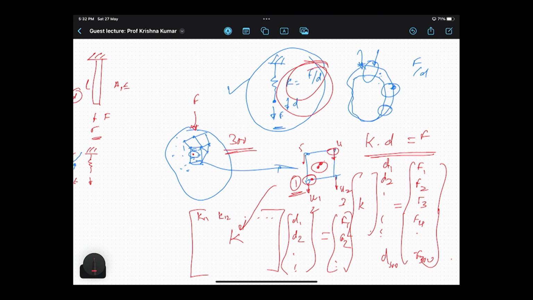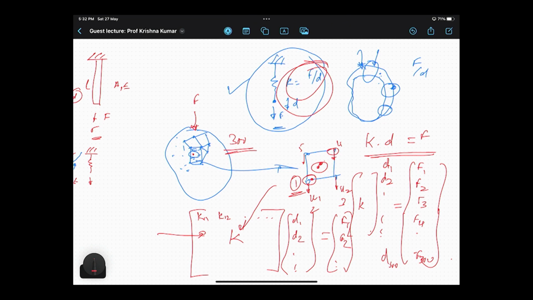So this is K. Now I have divided them into finite elements. And the force and the displacement are connected by what is called the stiffness matrix. Now, why matrix? Because there are a number of K values. It's not one value. Matrix.